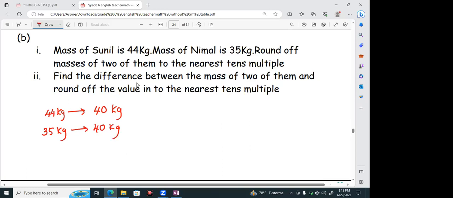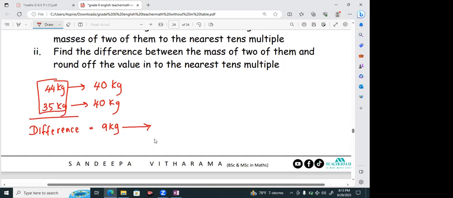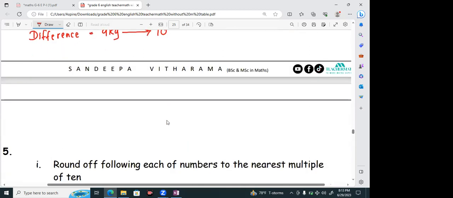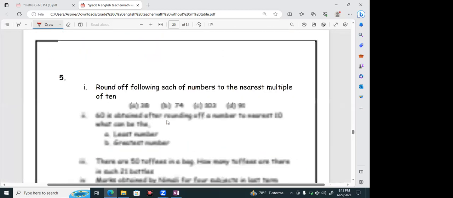Then you are asked to find the difference between the masses of the two of them. What is the difference of the masses of these two? The difference is equal to 9 kilograms. When you round off 9 kilograms to the nearest tens multiple, what is the answer? 10. It is 10. Good. Okay. Shall we move to the fifth question?